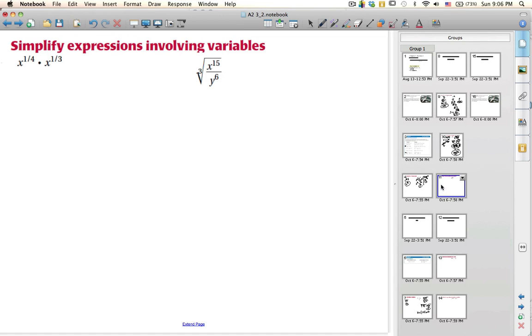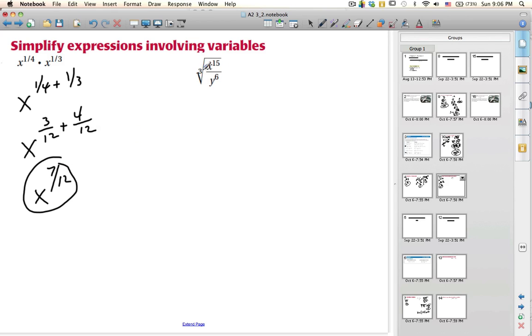All right, a couple more properties here. When I'm multiplying with the same base, so this is going to be x to the 1/4 plus 1/3. So I have the same base. That means I add the exponents. In order to do that, I'm going to need to have common denominators, right? So this is going to be x to the 3/12 plus 4/12. So this becomes x to the 7/12 power.